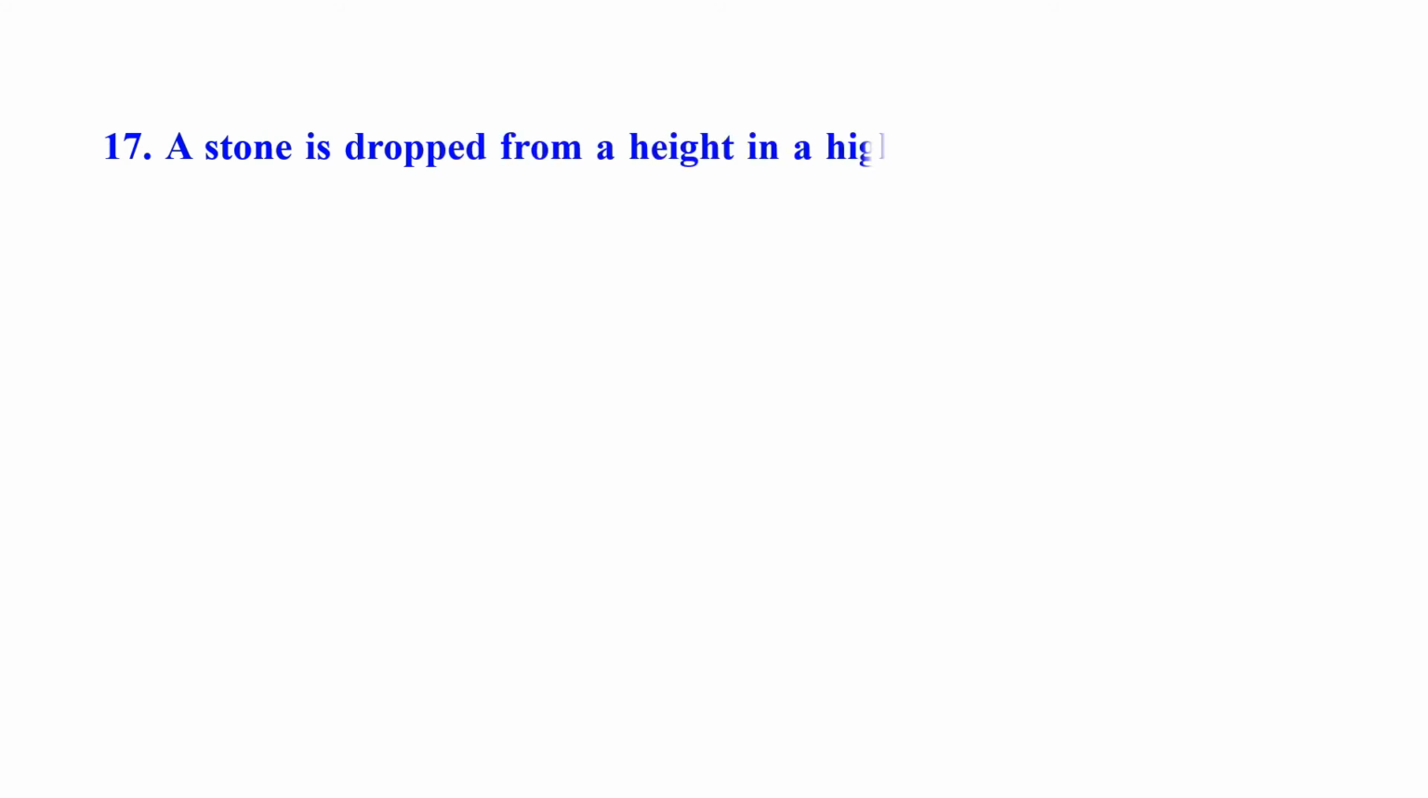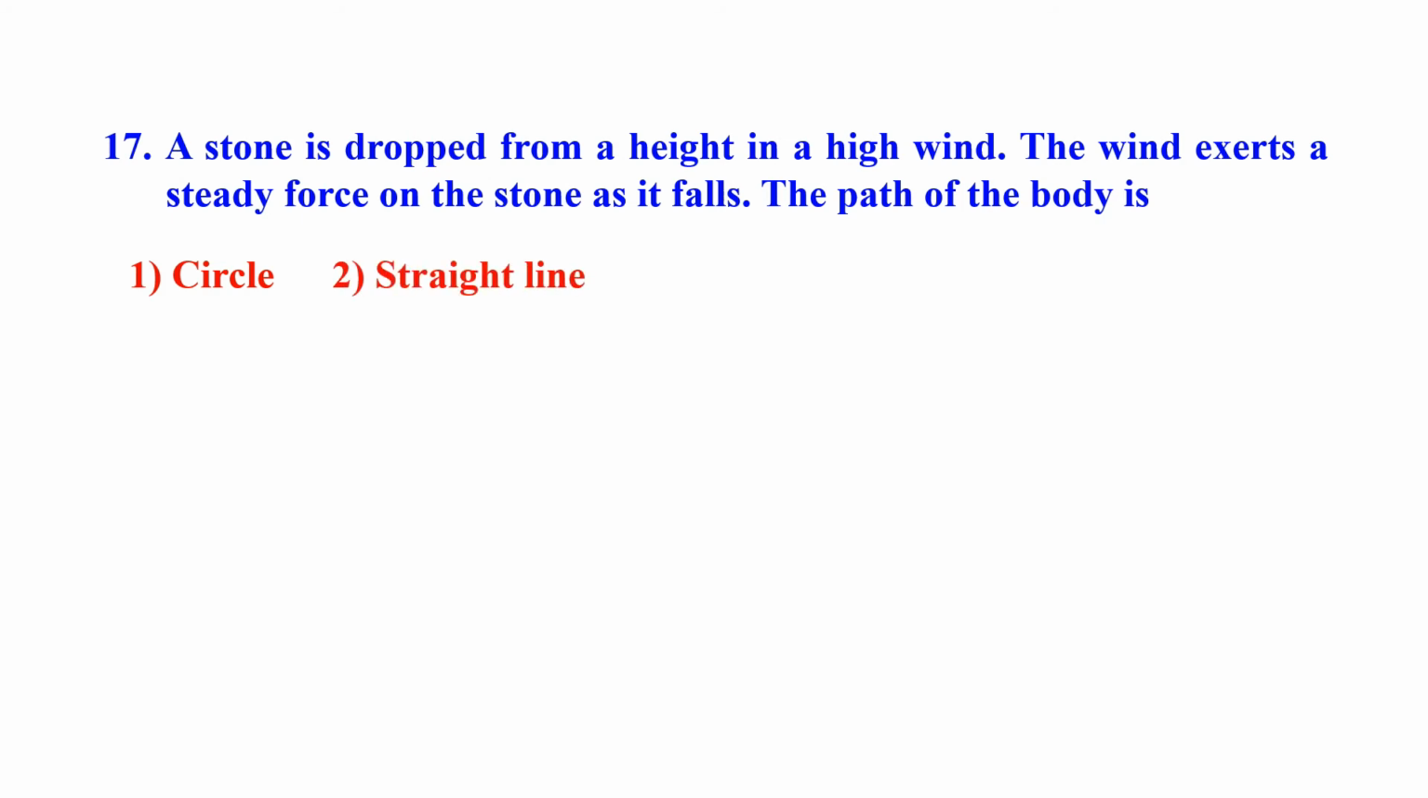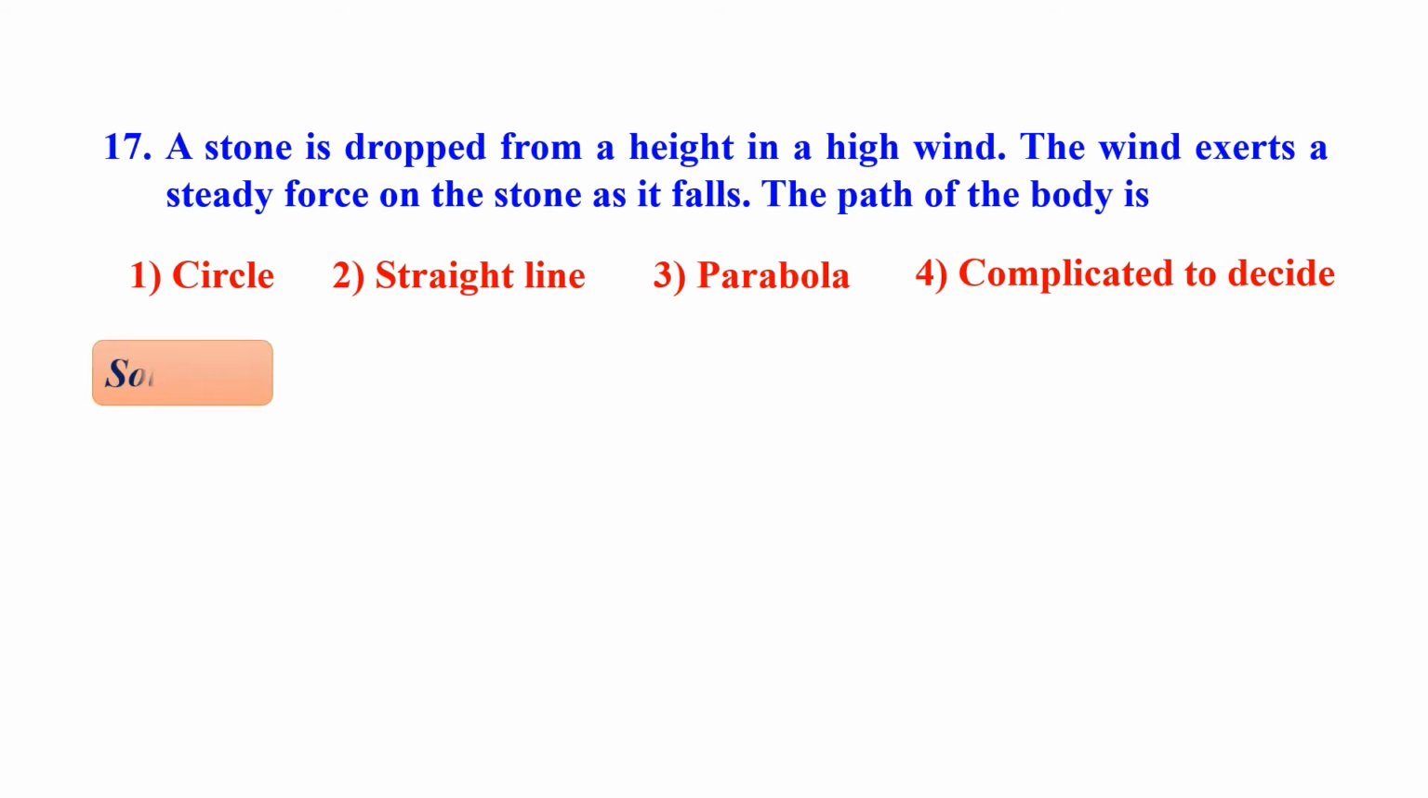A stone is dropped from a height in a high wind. The wind exerts a steady force on the stone as it falls. The path of the body is circle, straight line, parabola, complicated to decide. Here a stone is dropped from a height in a high wind. The wind exerts a steady force on the stone as it falls. The path of the body is, now let us go to the solution.